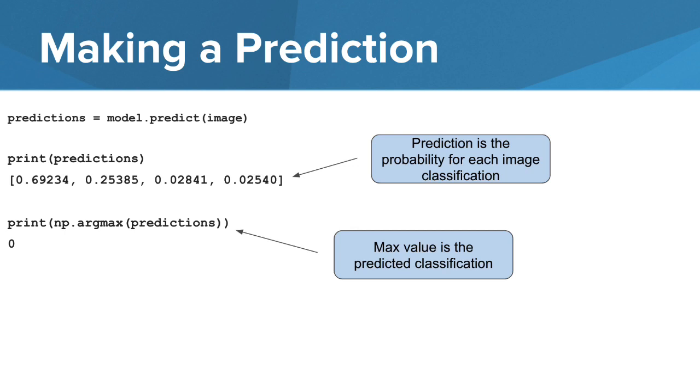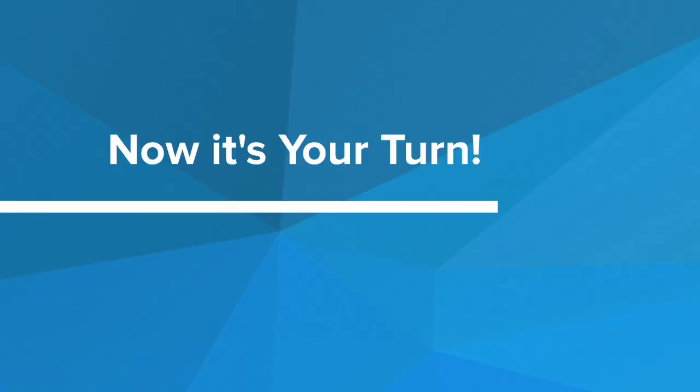Now you can make a prediction using the model. The highest value indicates the most likely category. Now it's your turn to take a closer look at convolutional neural networks.